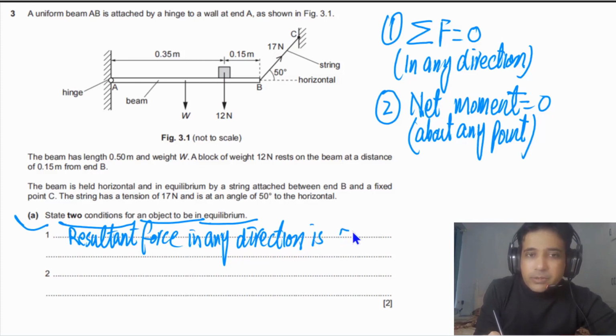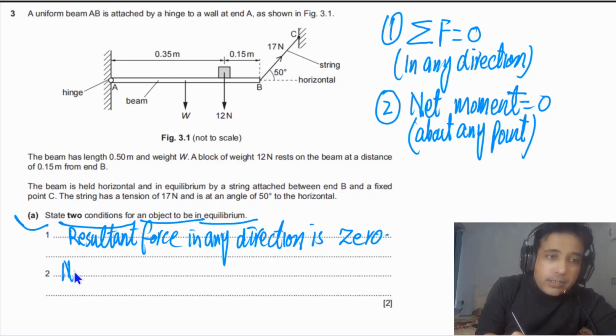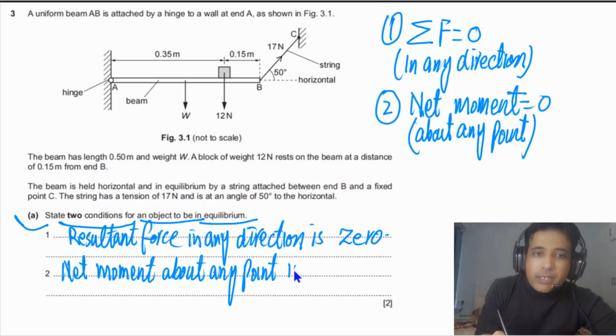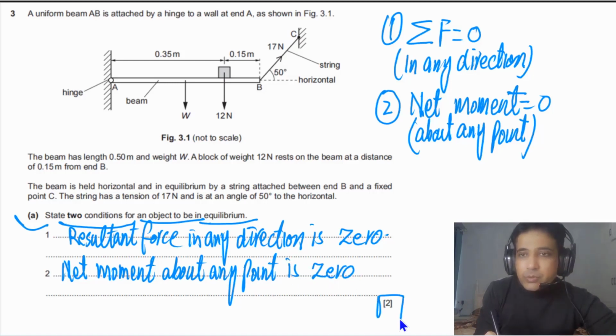So this one is the first condition. And the second condition is net moment about any point is 0. So if you write down these two conditions, you will get 2 marks. And these are 2 B marks.